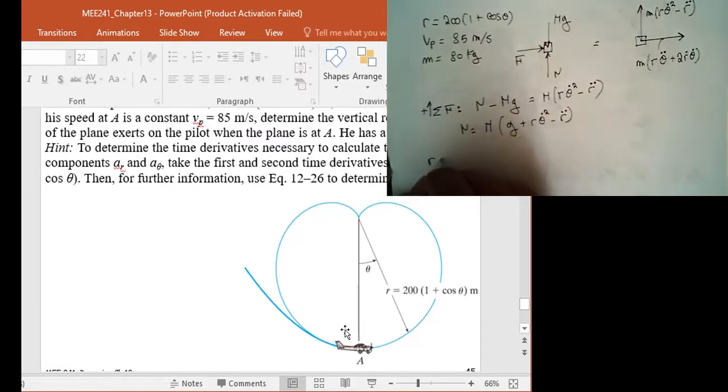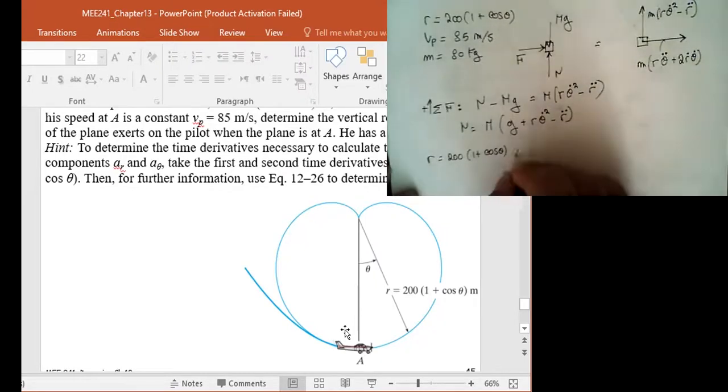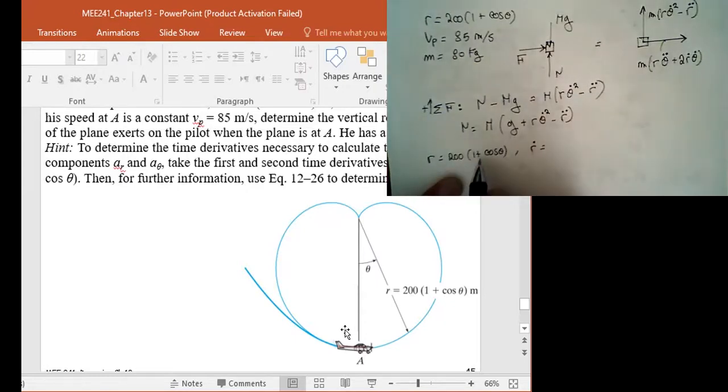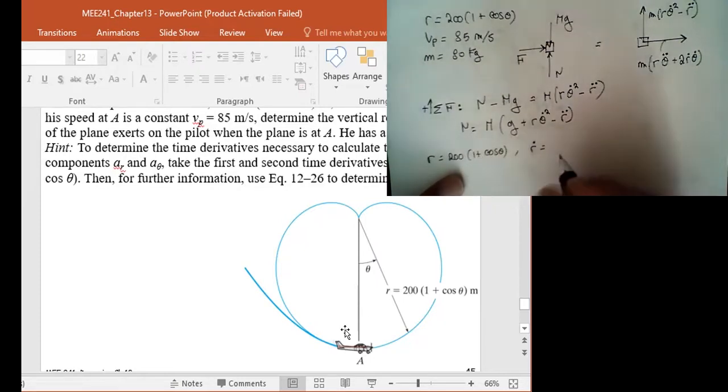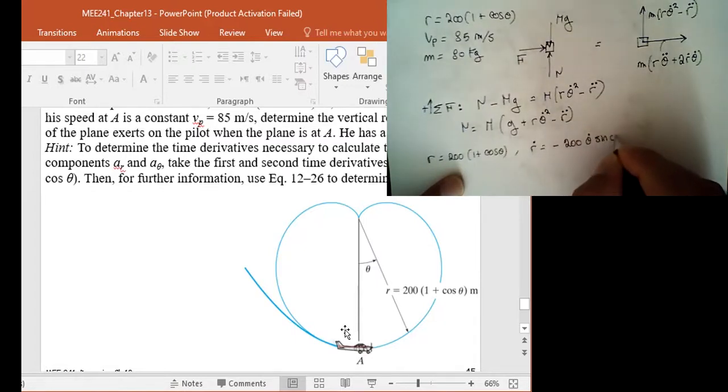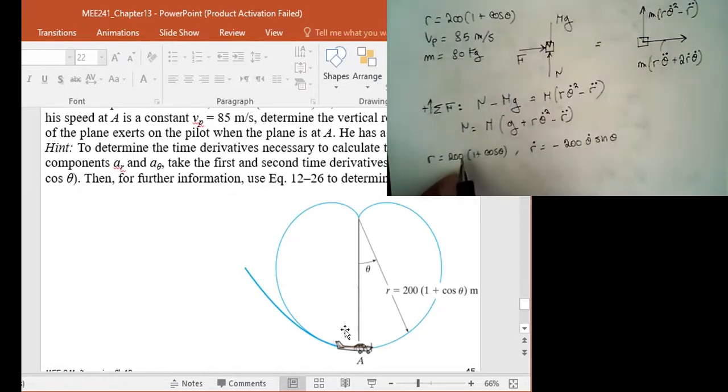Well, we know r is equal to 200 times (1 plus cosine theta). So I need to find r prime. The 200 is a constant, so I can just keep that. Differentiating 200 cosine theta, r prime will be minus 200 theta prime sine theta.